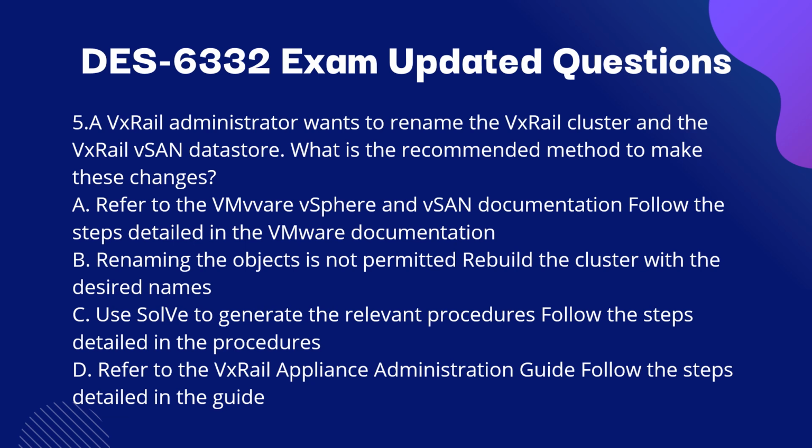5. A VxRail administrator wants to rename the VxRail cluster and the VxRail vSAN data store. What is the recommended method to make these changes? A. Refer to the VxRail vSphere and vSAN documentation. Follow the steps detailed in the VMware documentation. B. Renaming the objects is not permitted. Rebuild the cluster with the desired names. C. Use SolVe to generate the relevant procedures. Follow the steps detailed in the procedures. D. Refer to the VxRail Appliance Administration Guide. Follow the steps detailed in the guide.